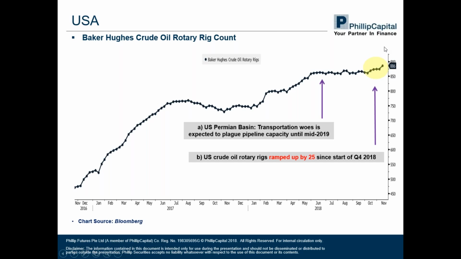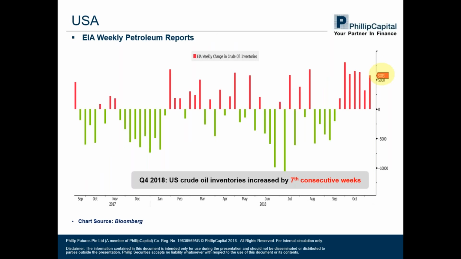This is cause for concern because transportation woes were expected to plague pipeline capacity until mid-2019. Now this might actually transpire faster than expected. So I think we want to be very cautious for now. Also, the third thing is that with all this increased production, we saw that US crude oil inventories have increased in consecutive weeks. So overall, the US production levels and all this rising supply have contributed to a very strong bear movement. The whole narrative that we've been piecing together is still the same.